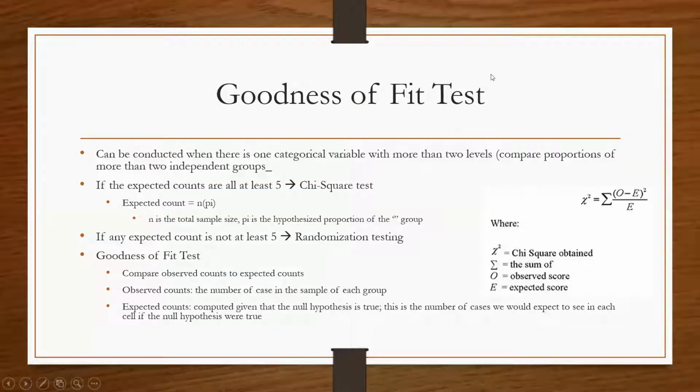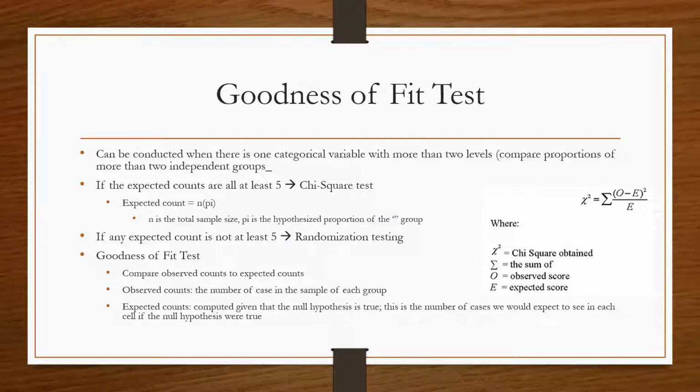So first off, the goodness of fit test. It can be conducted when there is one categorical variable with more than two levels. Basically, what that's saying is you can use it to compare proportions when there are more than two independent groups. You can use it if the expected counts are all at least five or above. So you can use the chi-square test.